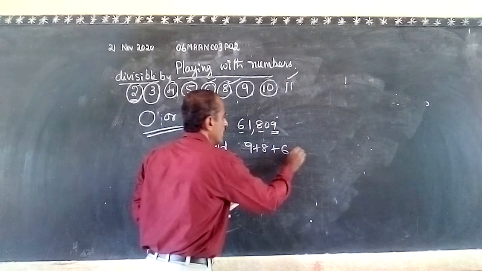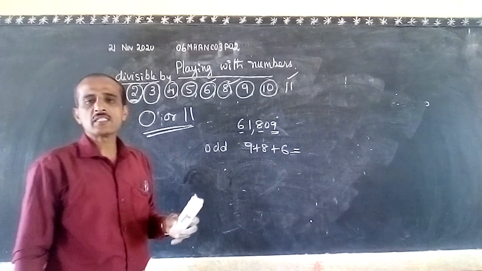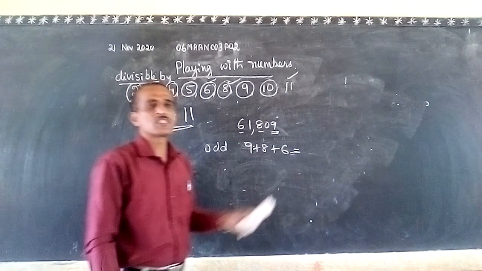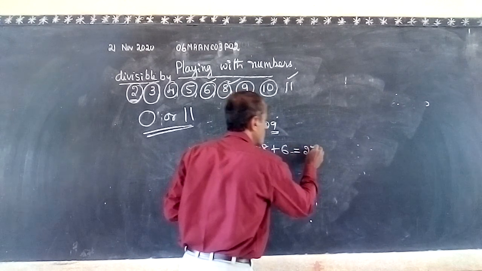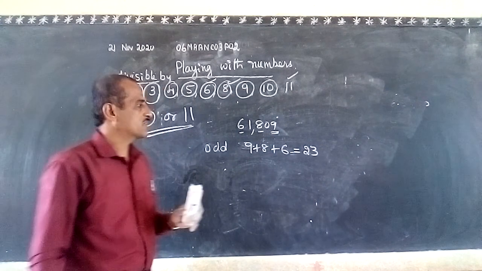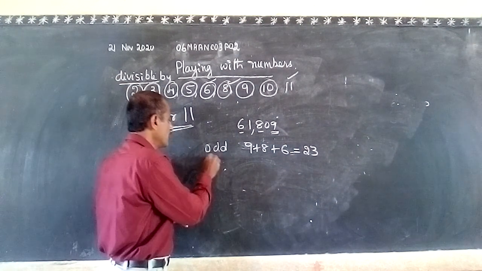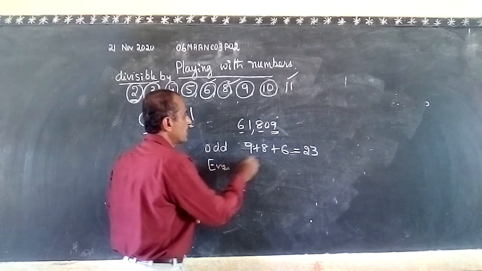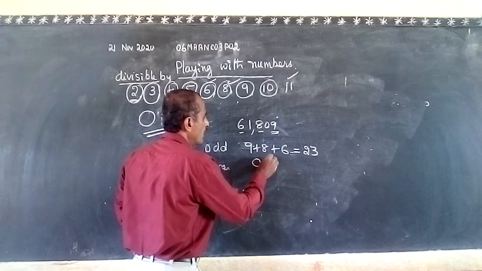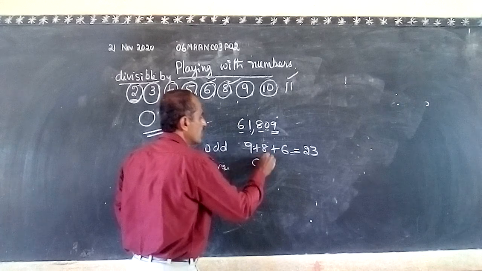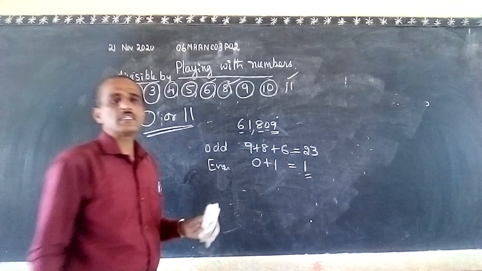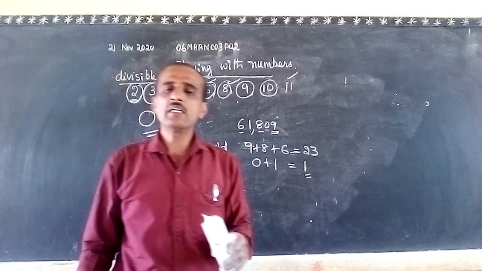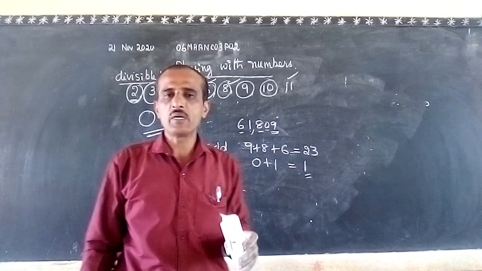Yes. What is the sum? 9 plus 8 is 17. 17 plus 6 is equal to 23. Even places. What is the digit in the even places? 0 and 1. 0 plus 1. What is the sum? 1. What is the difference of 23 and 1? 23 minus 1 is 22.